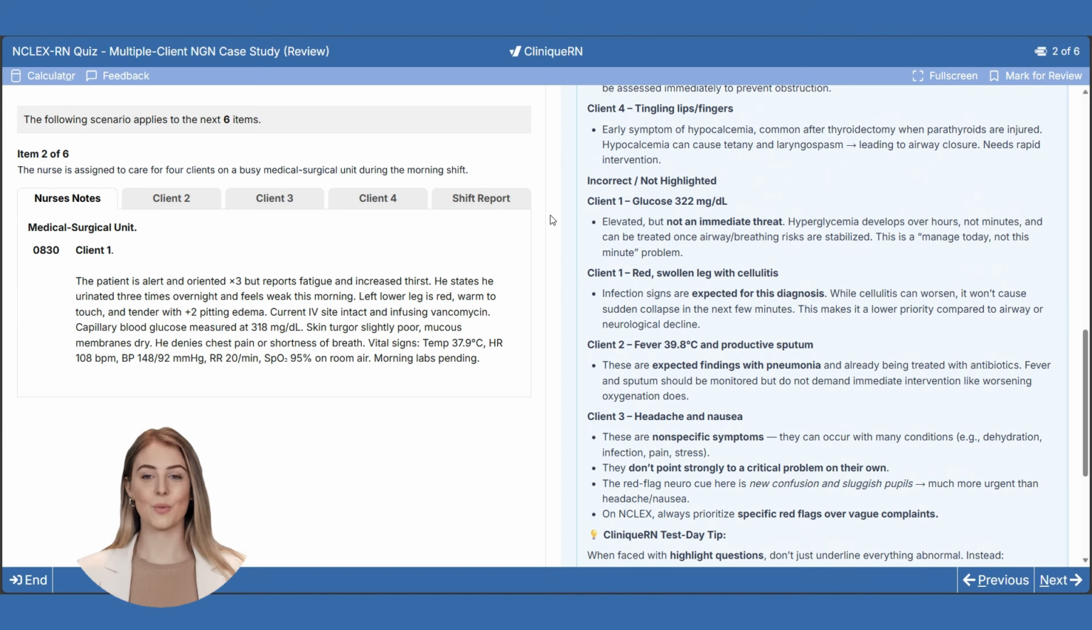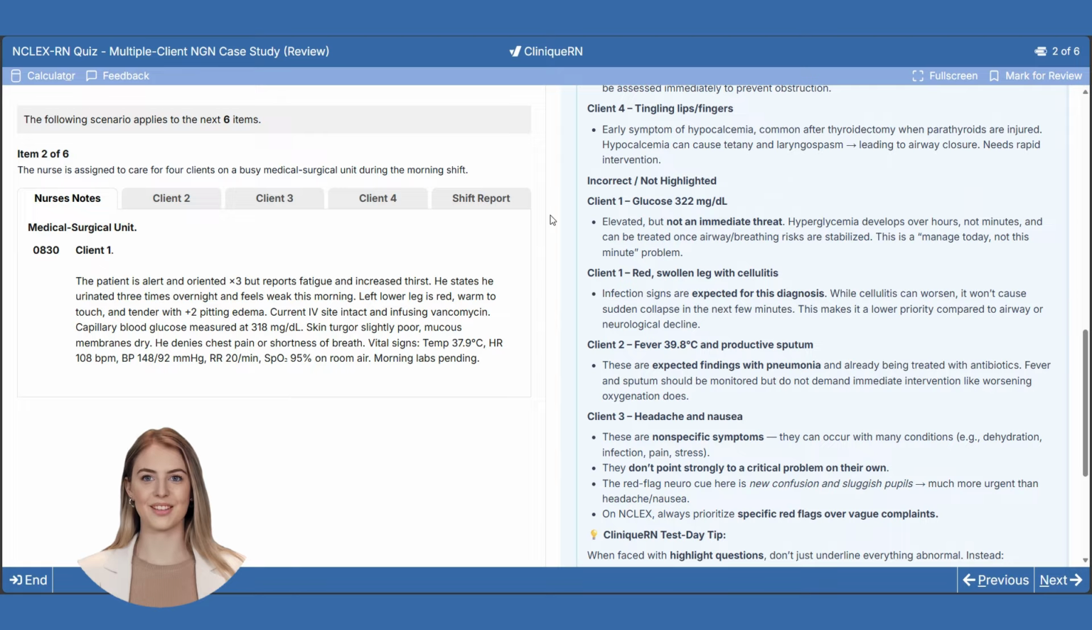Client 1, red, swollen leg with cellulitis. Infection signs are expected for this diagnosis. While cellulitis can worsen, it won't cause sudden collapse in the next few minutes. This makes it a lower priority compared to airway or neurological decline.